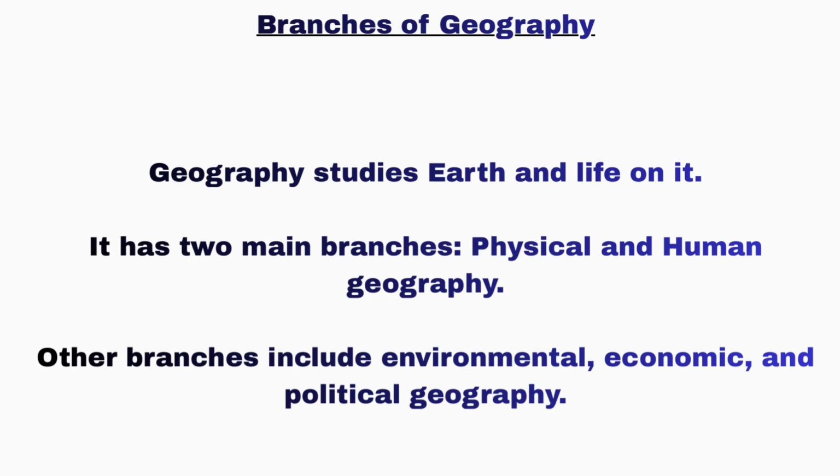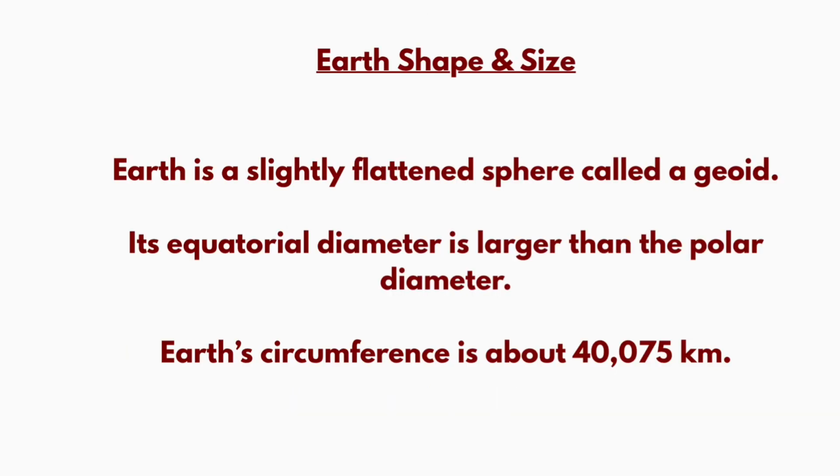Alright, so we will talk about the Earth's shape and size. This is physical geography. Earth is not perfectly round. It is slightly flattened at the poles and bulged at the equator. This shape is called a geoid. The geoid shape is caused by Earth's rotation. Because of its shape, sunlight does not fall equally everywhere.